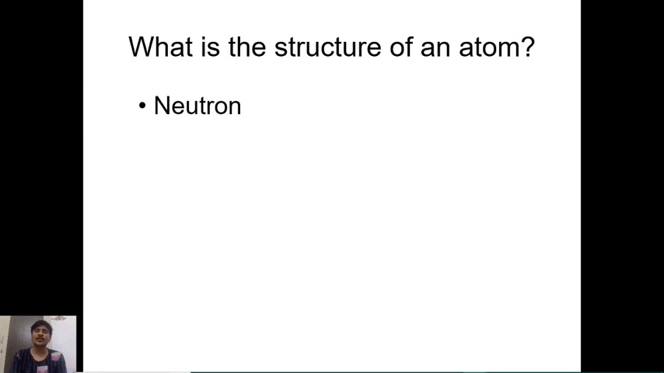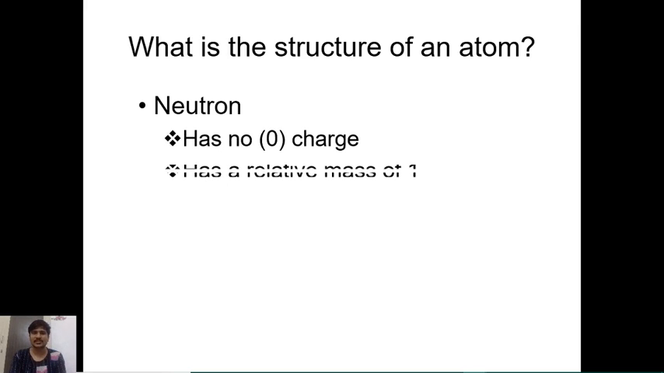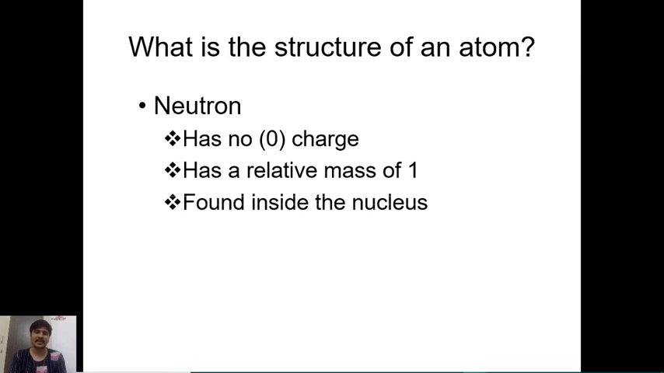Now we talk about the neutron. What is a neutron? A neutron has no charge, zero charge. It has a relative mass of 1 and is found inside the nucleus. We know that the nucleus contains protons and neutrons. The neutron is represented by a small letter n.